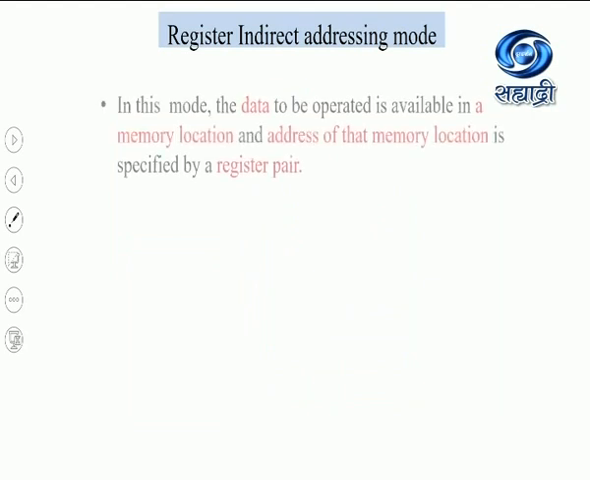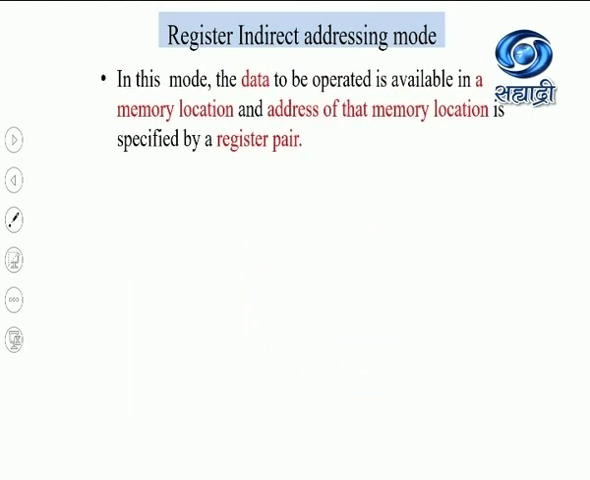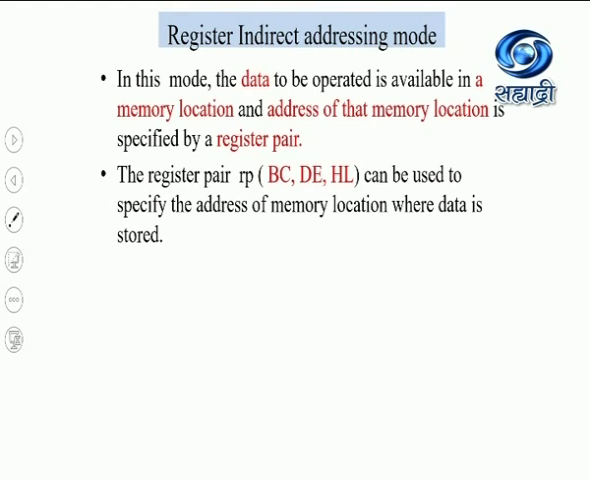Register indirect addressing mode. In this mode, data to be operated on is available in a memory location and the address of that memory location is specified by a register pair. So this is very important. Data to be operated on is in a memory location, but which location? The address of that memory location is specified by a register pair. The register pair RP can be BC, DE, HL, and they can be used to specify the address of a memory location.